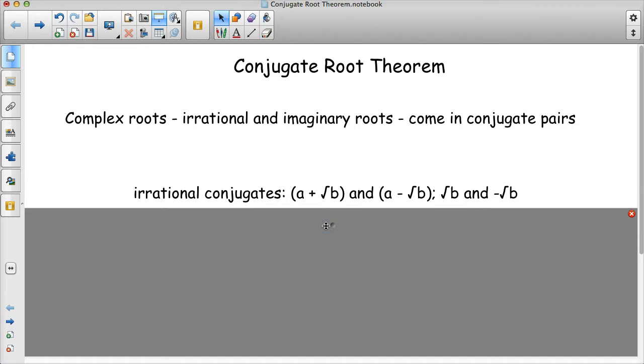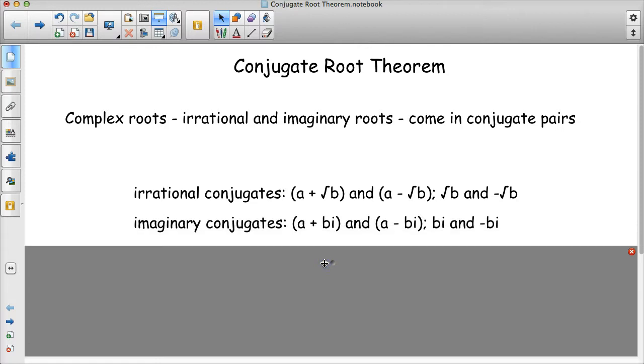When we have irrational conjugates, what that means is that we have a plus the square root of b and a minus the square root of b. Those are conjugates. Notice that the sign of a didn't change. It's the sign of the second term in this complex conjugate that changes. What about the square root of b and negative square root of b? They are also conjugates. So if a plus the square root of b is a root of a polynomial or a factor of our polynomial, then a minus the square root of b is also.